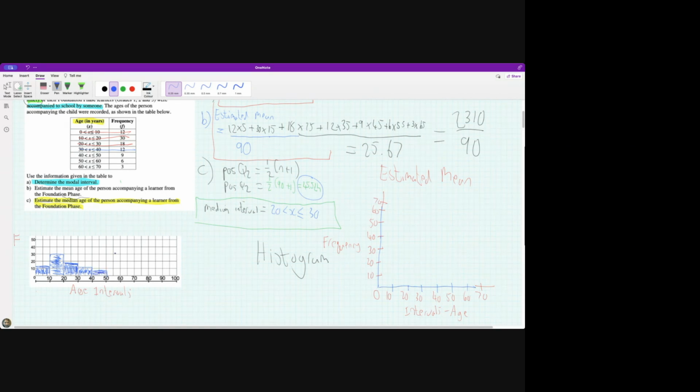I'll redo this over there on the other one in a moment. So let's see over here. We have that is going to be 12. Then it goes up to 30. Then it goes up to 18.